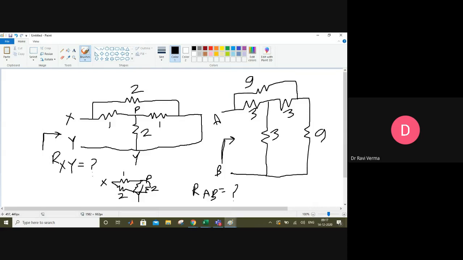See, X to P is 1 ohm. Then X to Y is how much? 2 ohm. Then P to Y is 2 ohm. And P to this point is also Y, na? So P to Y is also 1 ohm. And you have to find what? R X Y.